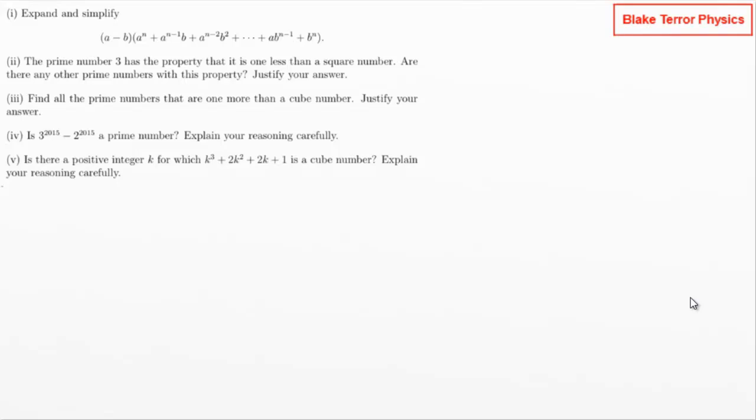This is question 2 from the 2015 MAT. So we start off by expanding and simplifying this thing. Right, let's write it out. I'll do it on 2 lines, there's a lot of it, but I can squeeze things up here, I think.